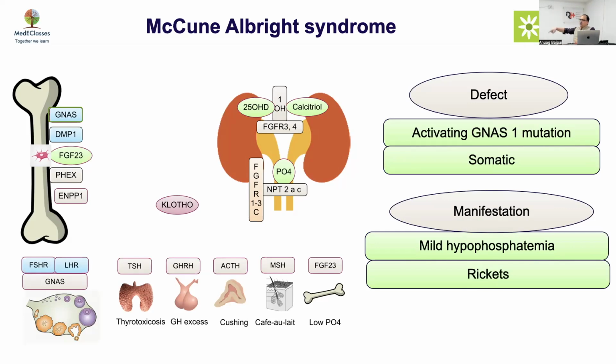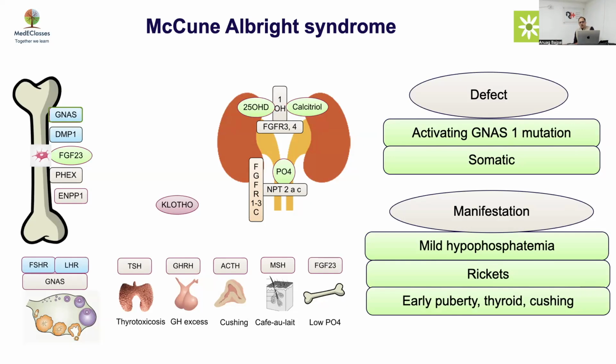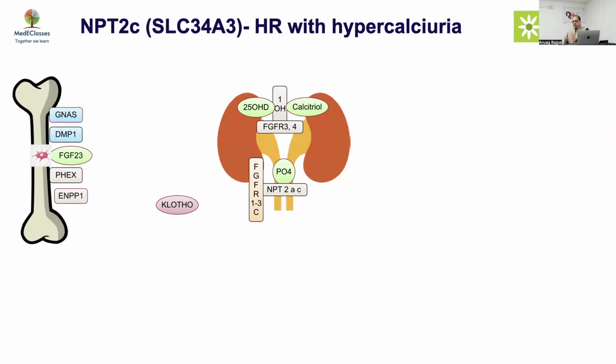GNAS is involved in the whole process as well. It's not just part of the FGF23 pathway, the other pathways act also through that path. And it will also cause other manifestations. Now, this is very, very important, and we have emphasized already the sodium phosphate transporter. So this will cause hypophosphatemic rickets with hypercalciuria.